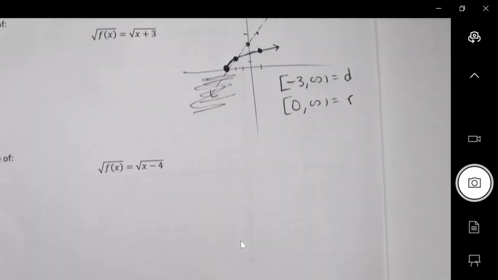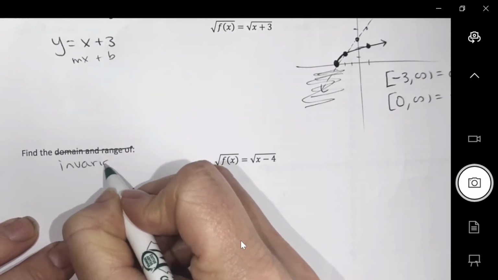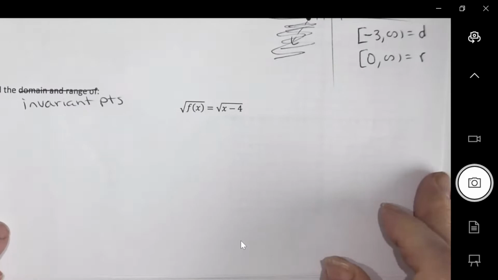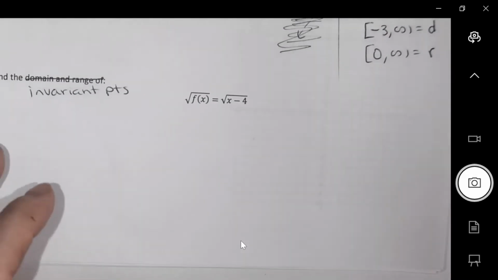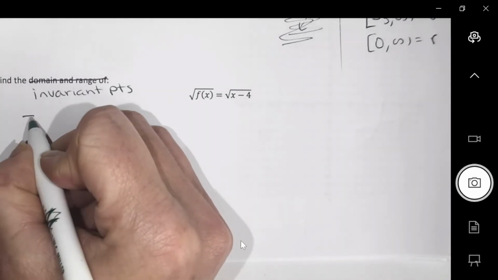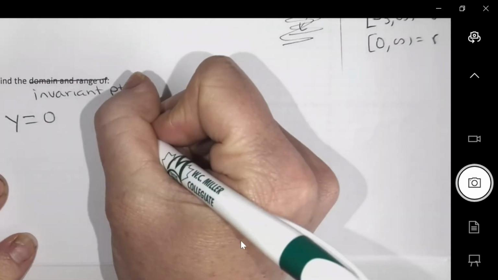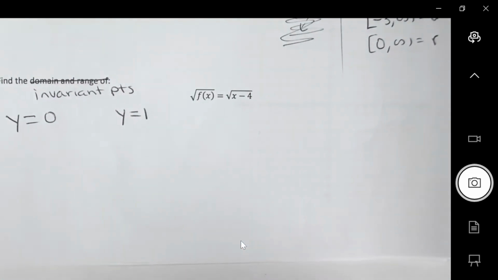Okay, I'm going to change this question too. I'm going to change this to find the invariant points. Okay, what do you know? What's invariant? How do you know on a radical if it's not going to change? If what is happening? If what is 0? If the y is 0 or the y is 1?